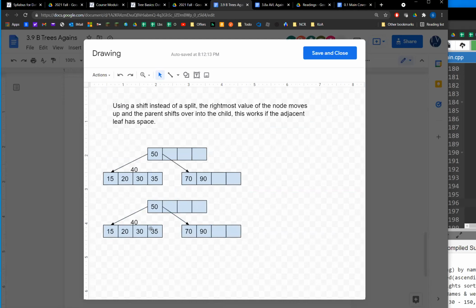So we make room. 40 wants to be the rightmost value, so it moves up. And then 50 can push. It's not working the way I want it to work. Over here. All right, so it keeps the node structure.